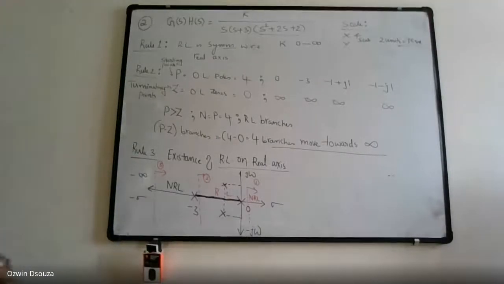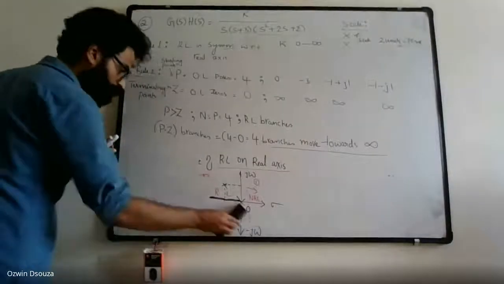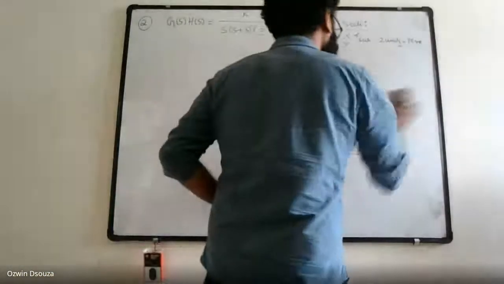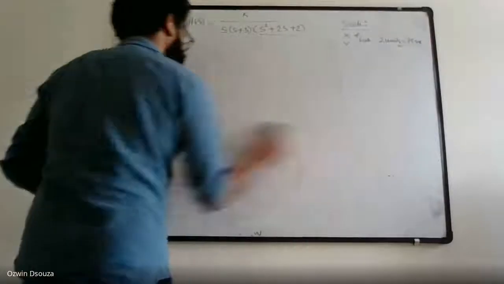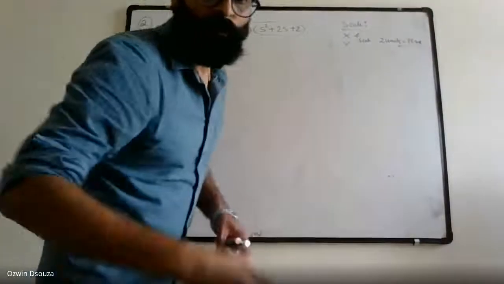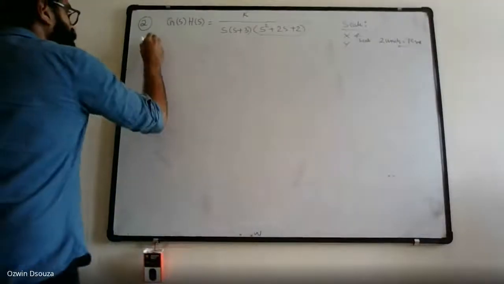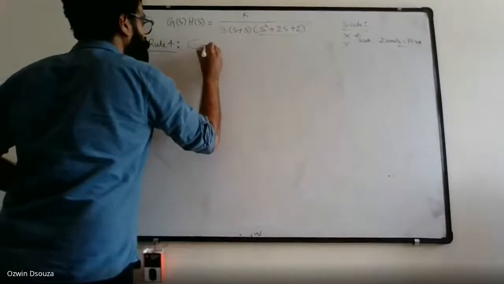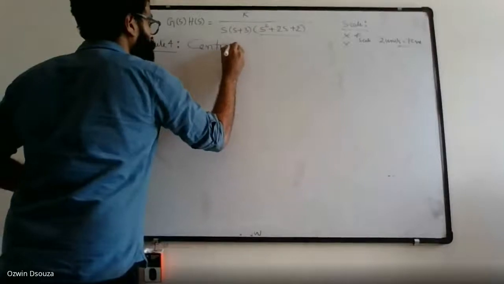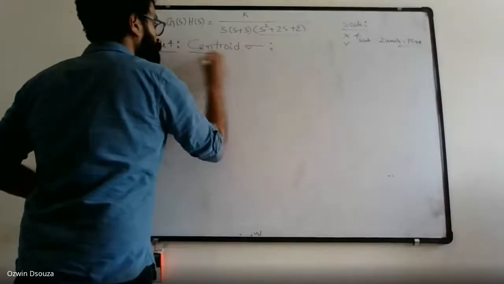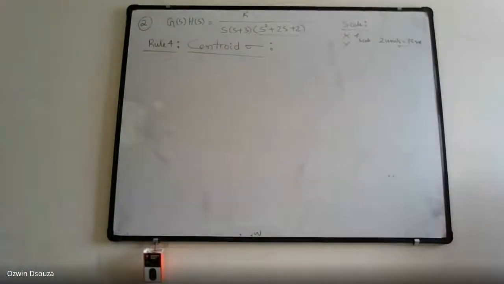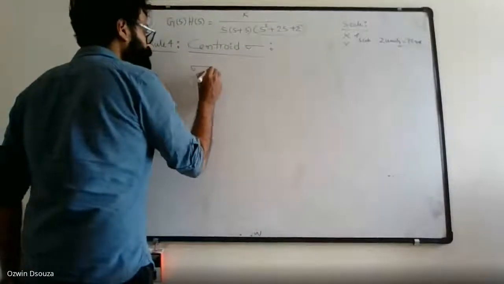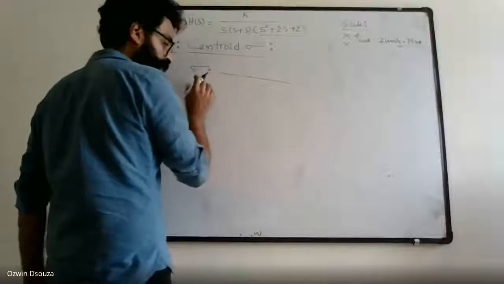So once you are done with rule 3, you can go to rule 4. Okay. What is rule 4? The sigma or the centroid calculation. Rule 4 is centroid, sigma, which is also called the merging point of asymptotes. And how are we going to find sigma?